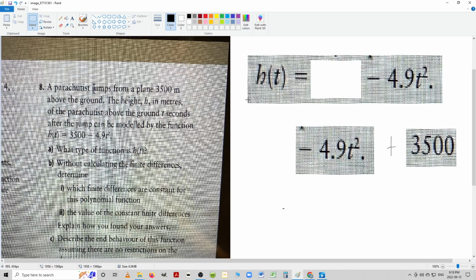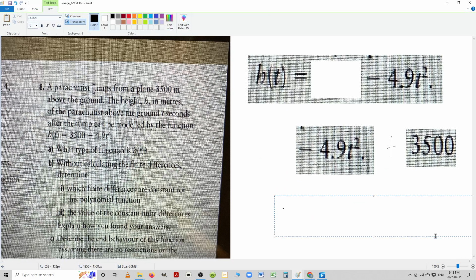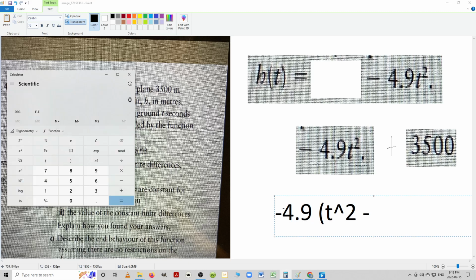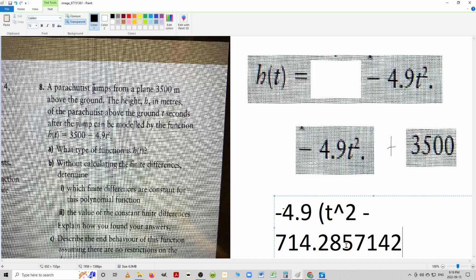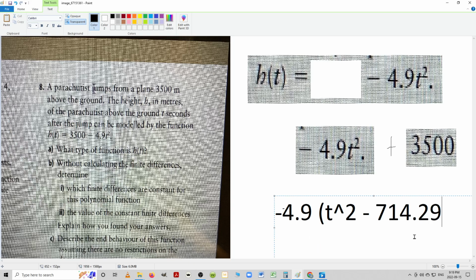So now I'm left with this, and I want to factor out minus 4.9, and it'll be very clear after this. I'm left with t squared, and we just take our calculator and take 3,500 and divide it by negative 4.9 to factor it out. It's going to become clear very soon. Okay, and we get this. Let's just call it minus 714.29. Well, when does someone hit the ground?